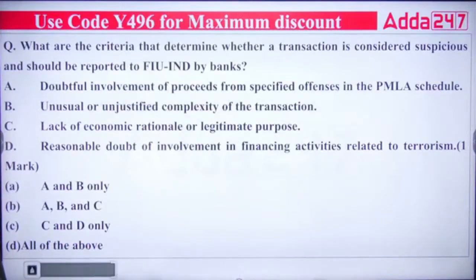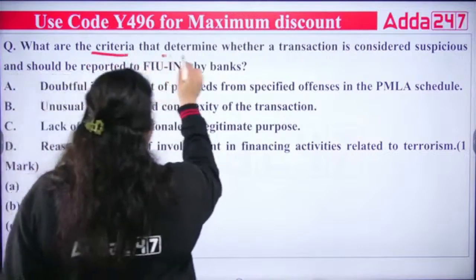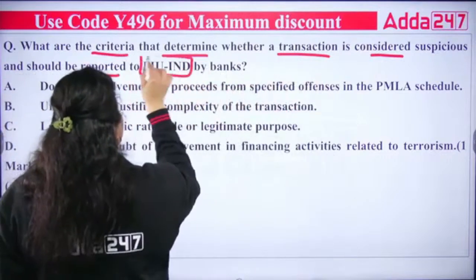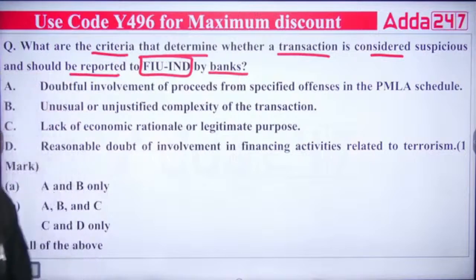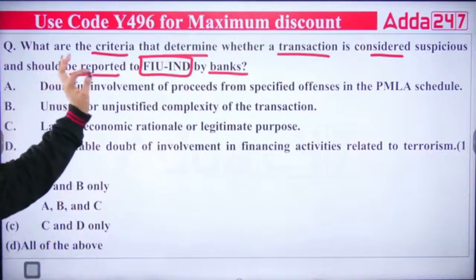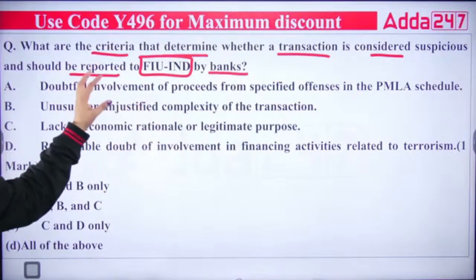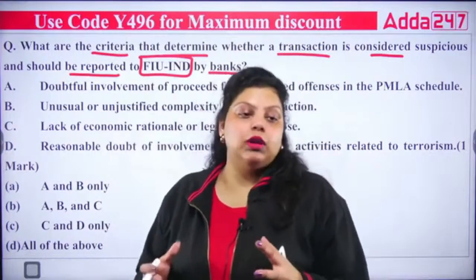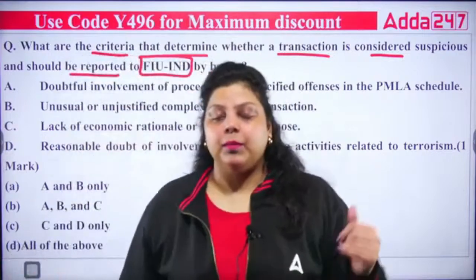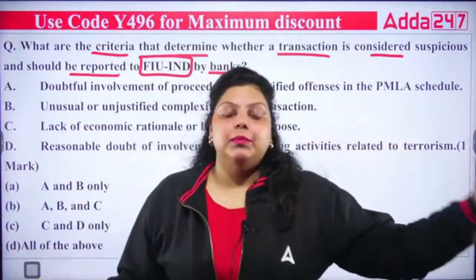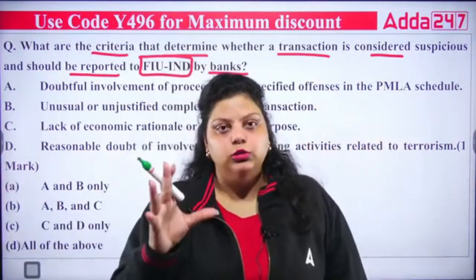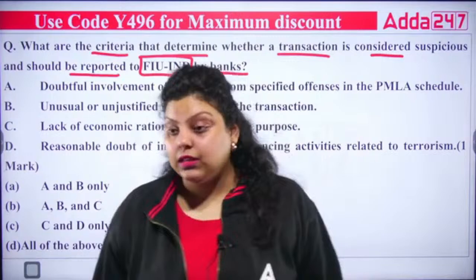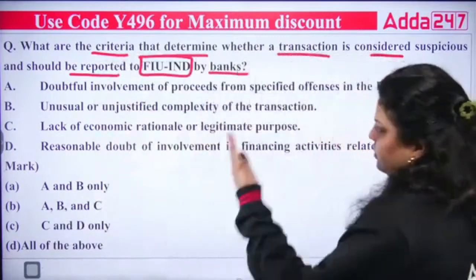Next, the second question is: what are the criteria that determine whether a transaction is considered suspicious and should be reported to FIUIND by banks? Now what is FIUIND? Financial Intelligence Unit, India. Banks have to submit certain reports to FIUIND about the transactions happening in the bank. Out of all those reports, one is the suspicious transaction report, which has to be sent to FIUIND by the principal officer. You have to answer which of the following is correct.